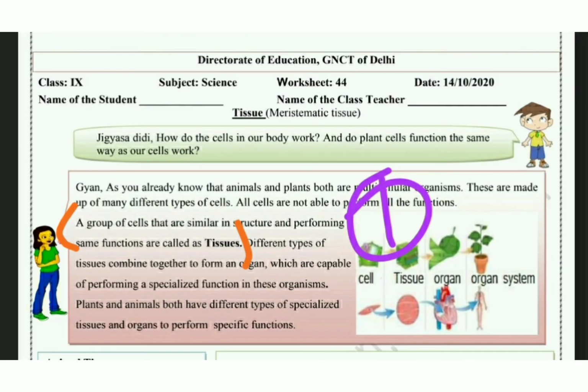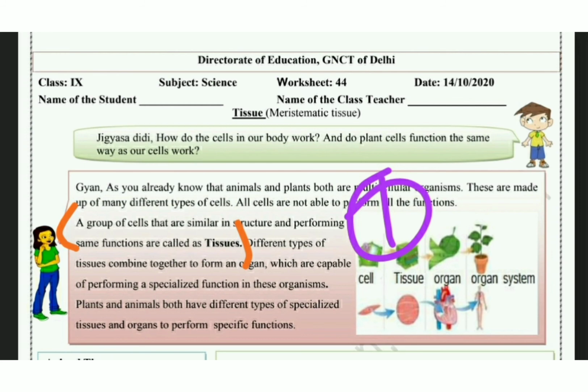So first is, what are tissues? As we have seen, a group of cells which are similar in structure and perform functions are known as tissues. So this is the first answer that you should write.